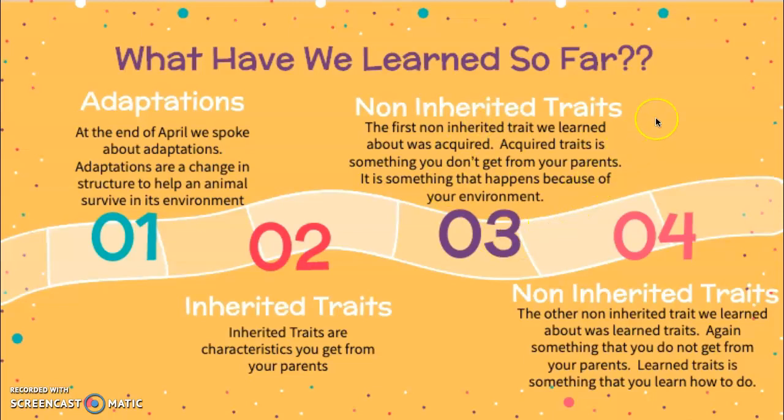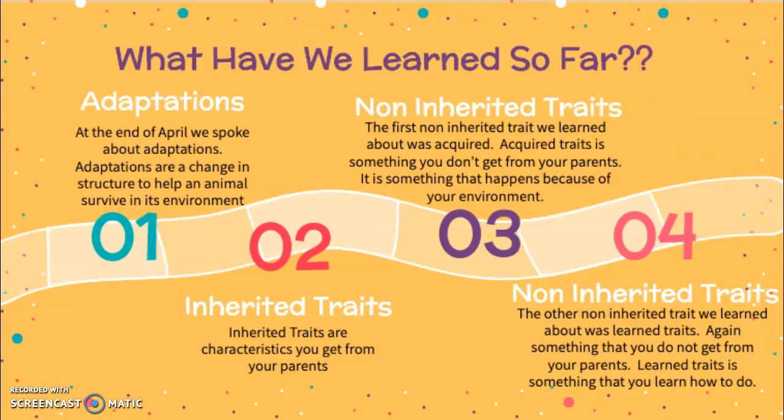Acquired traits was something that you don't get from your parents because it's non-inherited, and it's something that happened to you because of your environment. An acquired trait would be like a cat losing an eye, so now it only has one eye because it got into a fight with another cat. That's something that happened to it because of its environment. That was not the way the animal was born.